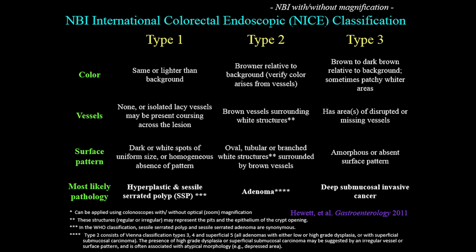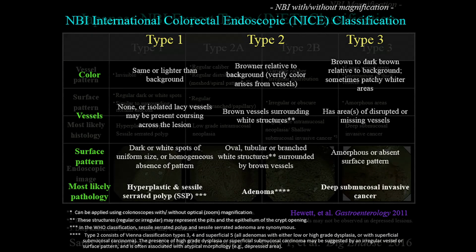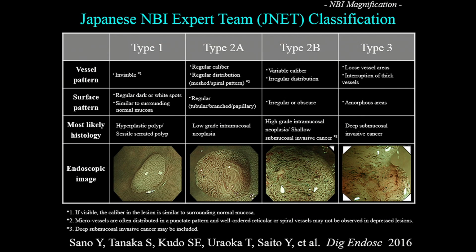But still, it was very difficult to characterize the target lesion using the NICE classification because sometimes the endoscopic image was not good enough. Therefore, after launching our latest Olympus endoscope, which we can use in near focus mode, we again switch back to NBI magnification because we can characterize the target lesion in more detail. Currently, the Japanese NBI expert team is already working on the new classification, which is the JNET classification.